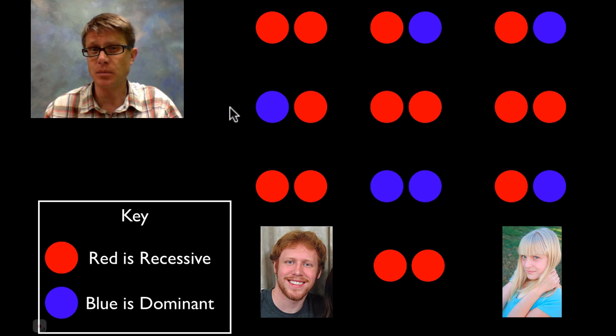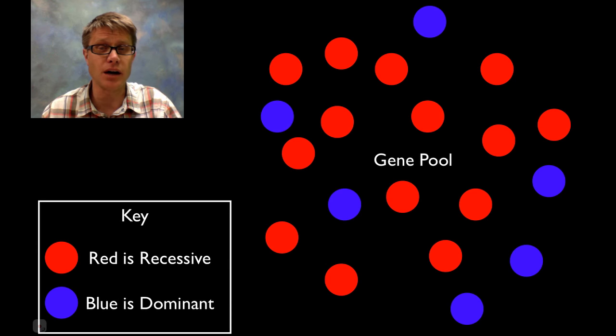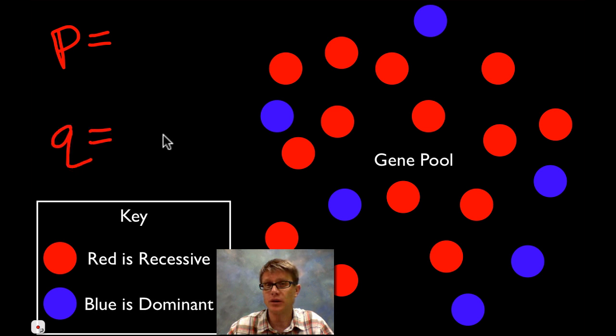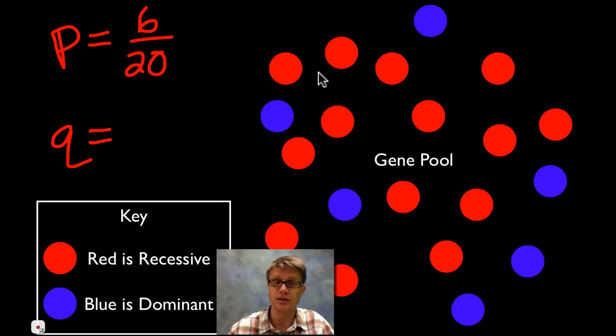But if I take all those genes in a population and scramble them up and put them in a pool, then it becomes a gene pool. Now they're not associated with one individual anymore. And so basically, this is a gene pool. And so there are two values that I want to throw out. The first one is P, and the second one is Q. P is going to be the allele frequency of the dominant trait. Okay, so what's the dominant trait? That's going to be this non-red. And so I'm going to say 1, 2, 3, 4, 5, 6. There's six of them. And there are 20 total alleles here. There are 20 total genes. And so our P value would be 0.3.